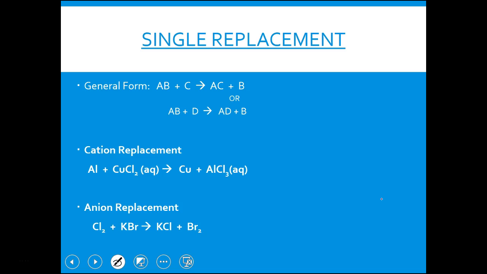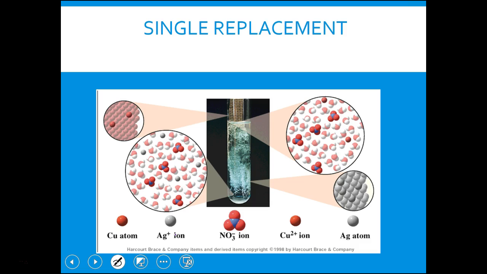Here, cation replacement involves the replacement. You have a metal or something forming a cation, replacing the cation, okay? And then we have a metal by itself again and a new cation. In anion replacement, we have an anion. Chlorine is always going to form an anion, replacing the anion. Then bromine comes out. We now have a new element and a new anion in our compound, okay?